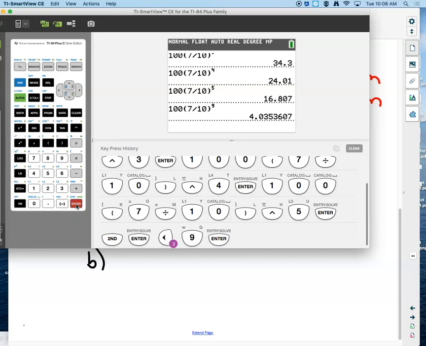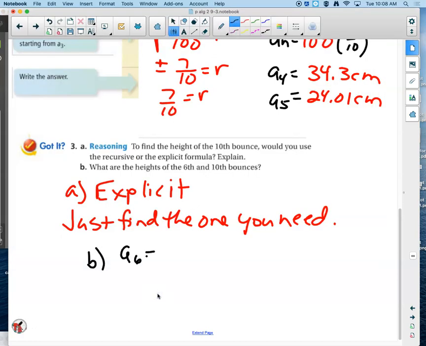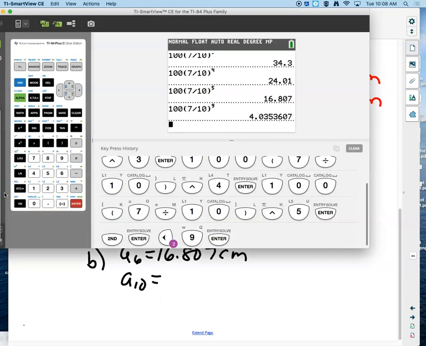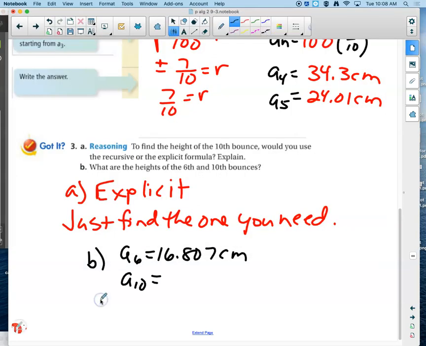So we've got 16.807 for the 6th bounce. Centimeters. And the 10th bounce was, let's go with 4.035. Usually in the word problems, it'll tell you round to the nearest 10th, round to the nearest 100th, round to the nearest thousandths. And this one, they just left it up to us. So you could write the whole thing out if you want to. But the point is, with the calculator, yeah, we're going to see some nasty decimals and this kind of stuff. And yes, have a calculator handy as you work through these.